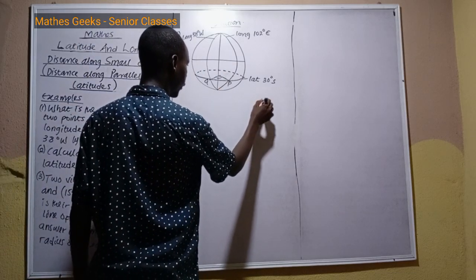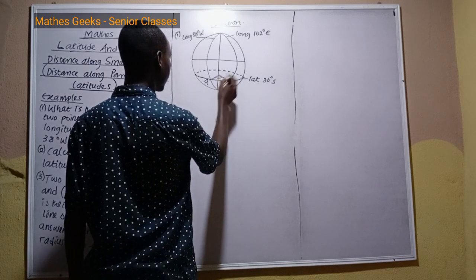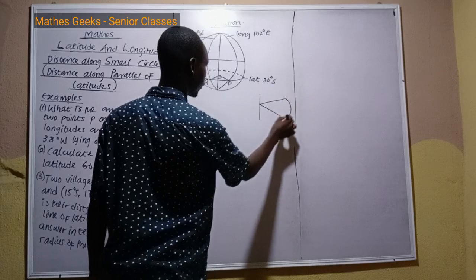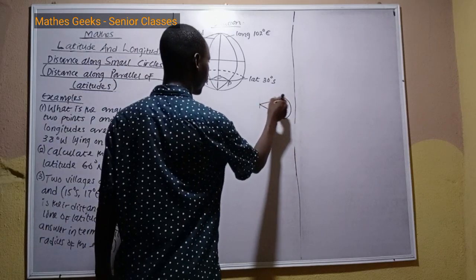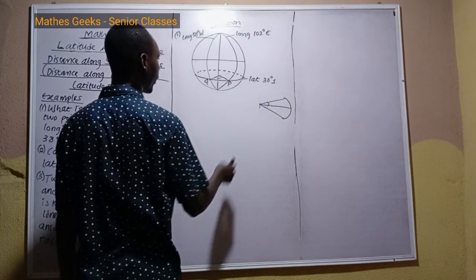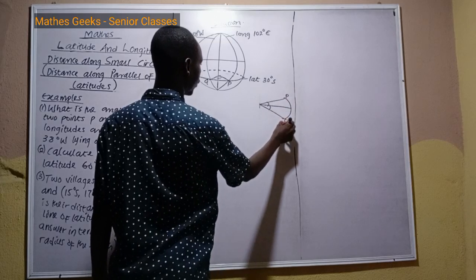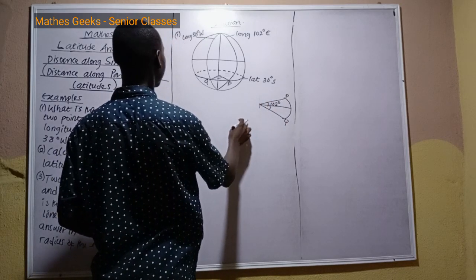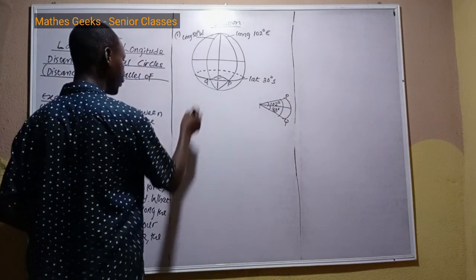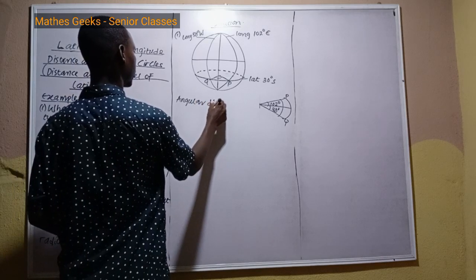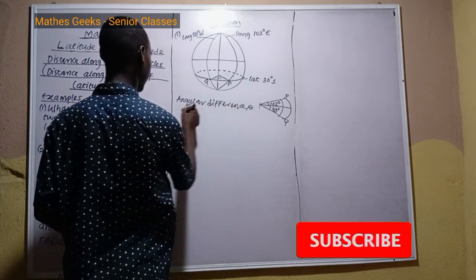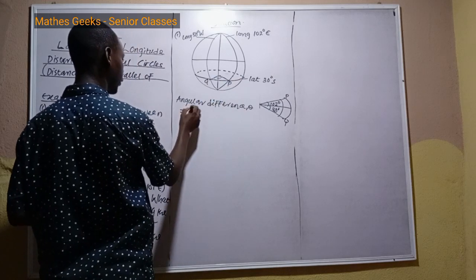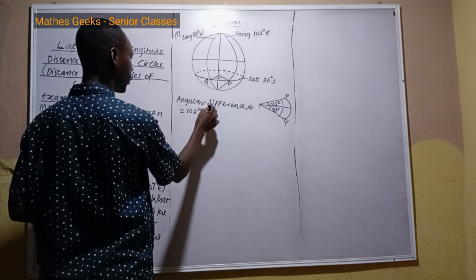What we have now is the sector of the angle here, with P and Q. P is longitude 102 degrees, and Q is longitude 38 degrees. What's the angular difference? The angular difference theta: since P and Q are not on the same side of the globe, P is on the east and Q is on the west, the angular difference will be that of addition. 102 degrees plus 38 degrees.